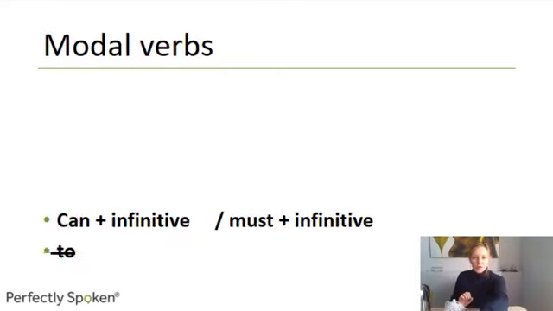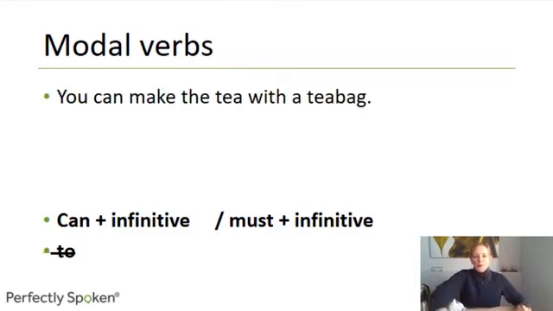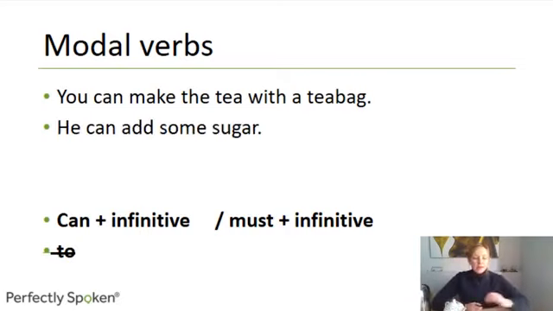Okay, also in the description, we see another one which I use two different modal verbs. Now, modal verbs, for example, can and must, they are always used with the infinitive, but with no to. So, for example, you can make the tea with a tea bag. You can make the tea just with a tea bag. Or he can add some sugar. He can add some sugar. So notice, use the can. The can doesn't change form.